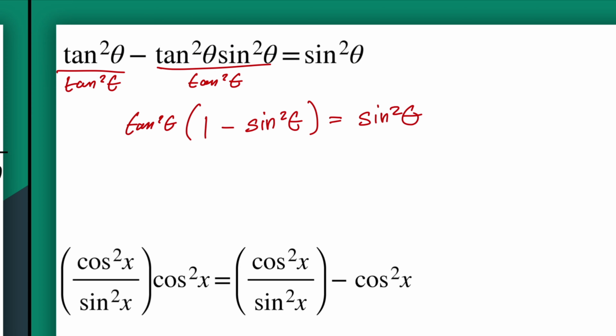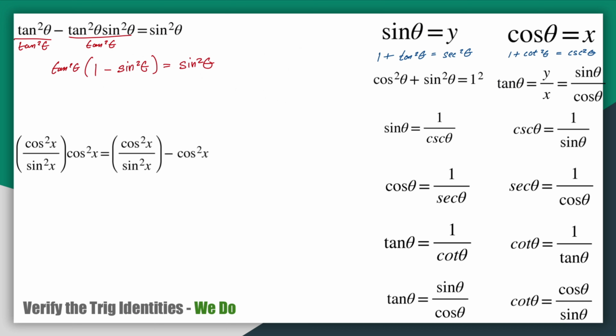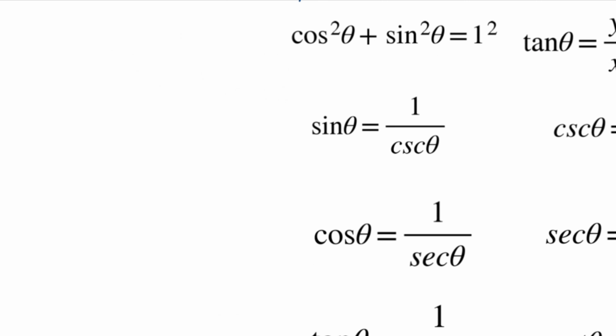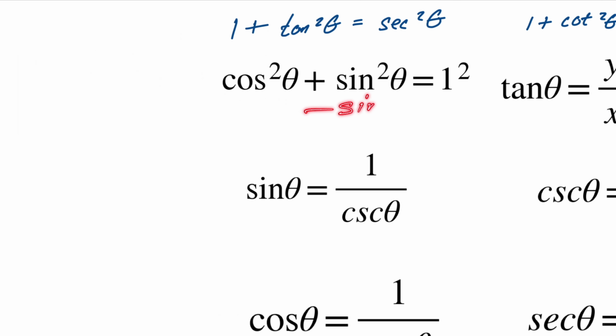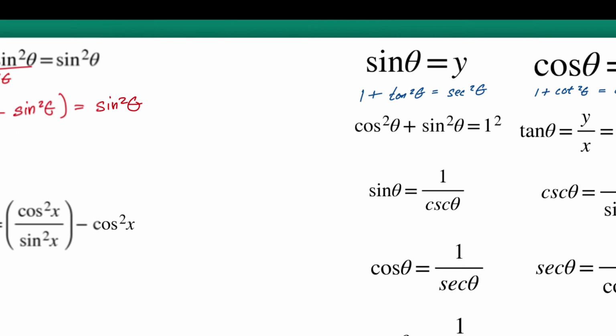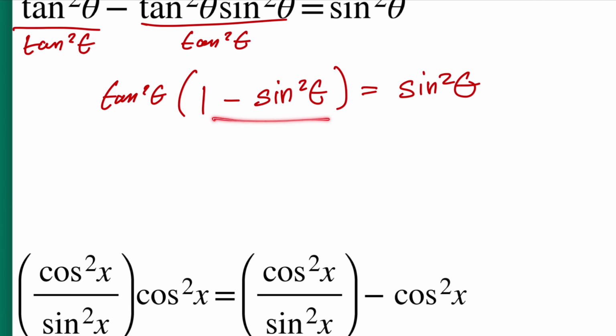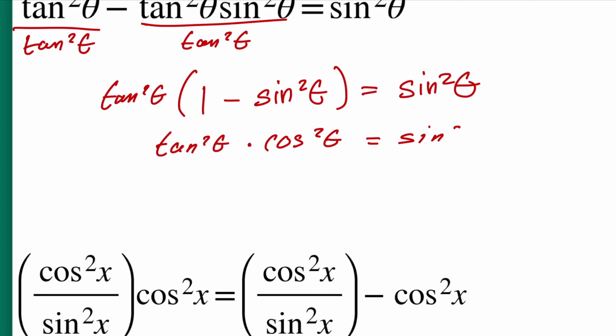So, still looks like we're in a pickle, right? However, this is where these Pythagorean identities are going to come in, especially this one, 1 minus sine squared theta. We have done that. If you subtract sine squared theta from both sides, you get cosine squared theta is equal to 1 minus sine squared theta. So when we see 1 minus sine squared theta, we can replace that with cosine squared theta. So we're going to have tan squared theta times cosine squared theta equals sine squared theta.